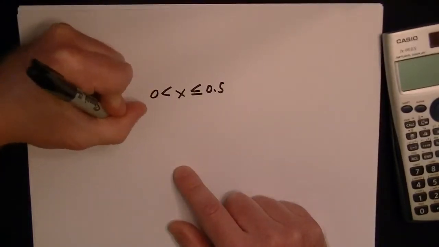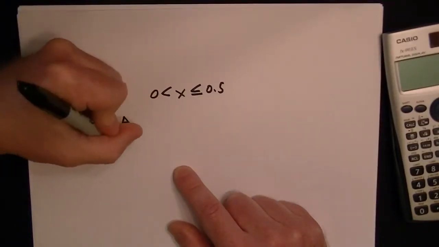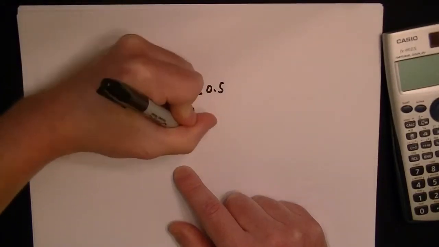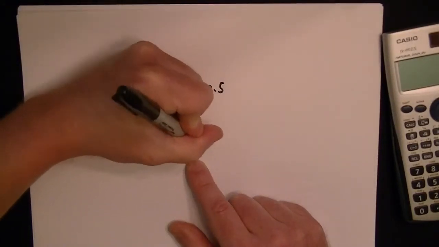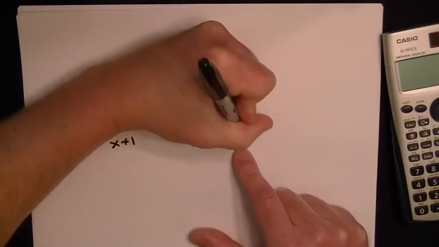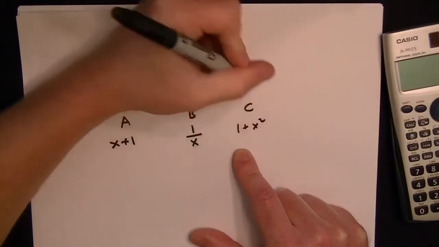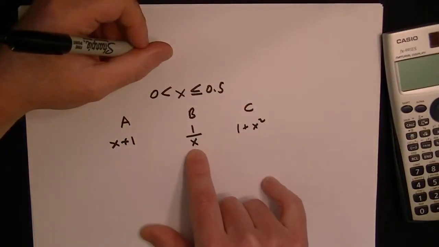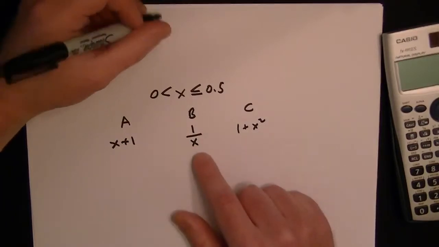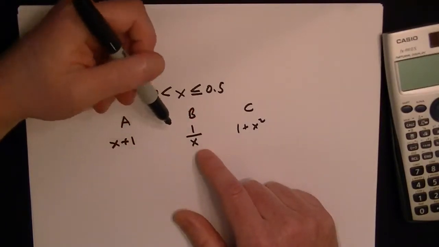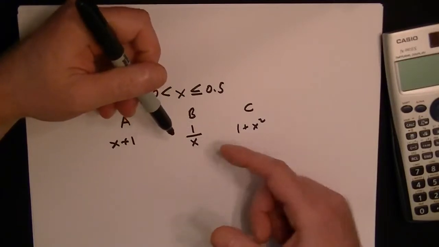So we've got some expressions, so we'll call this expression a. So this one is x plus 1, and b is 1 over x, and c is 1 plus x squared. So we want to order these from least to greatest. So this is kind of just checking to see if you know how these formulas would be when you fill numbers in.